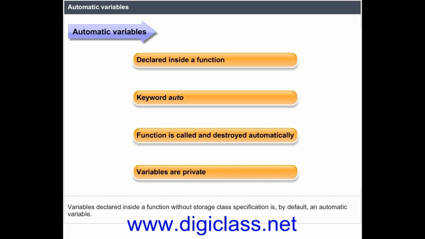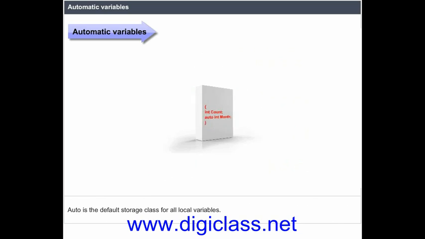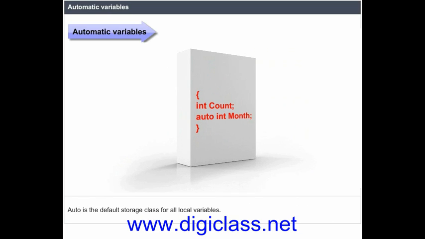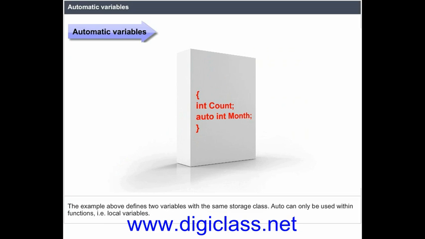Variables declared inside a function without storage class specification are by default automatic variables. Auto is the default storage class for all local variables. int count; auto int month; The example above defines two variables with the same storage class. Auto can only be used within functions, that is, local variables.